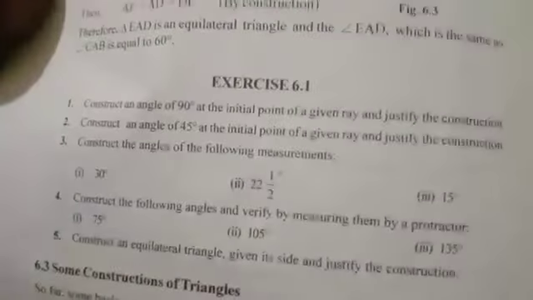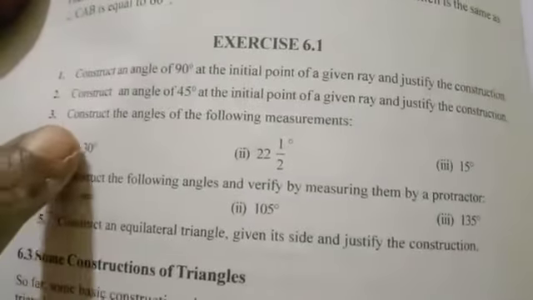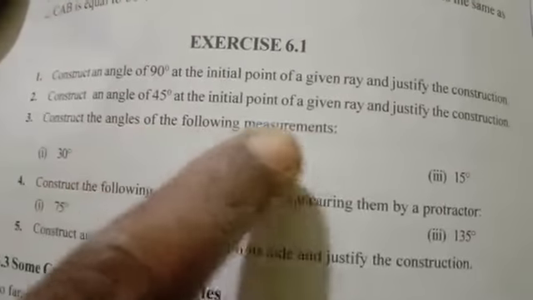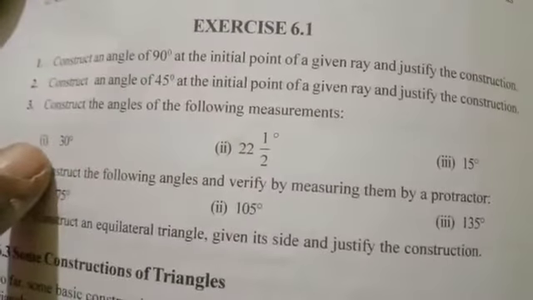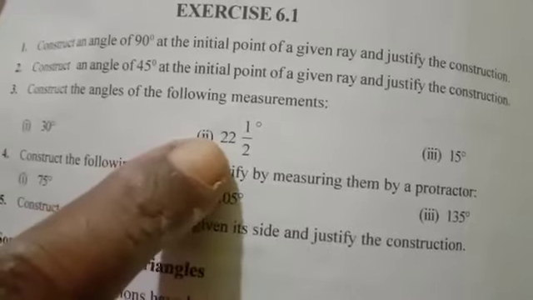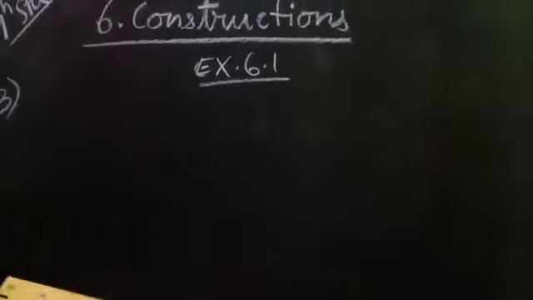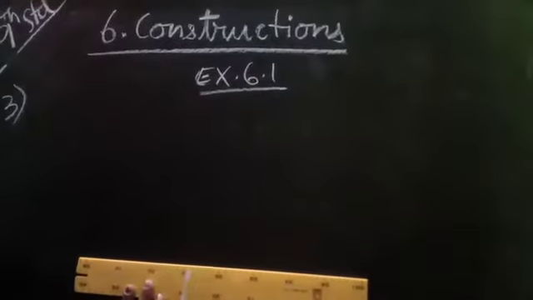Its topic is construction exercise 6.1. Third question is construct the angles of the following measurements. First one is 30 degree, second one is 22 and a half degree, third one is 15 degree. Without a protractor we are going to do the 30 degree. So we need to draw a straight line.